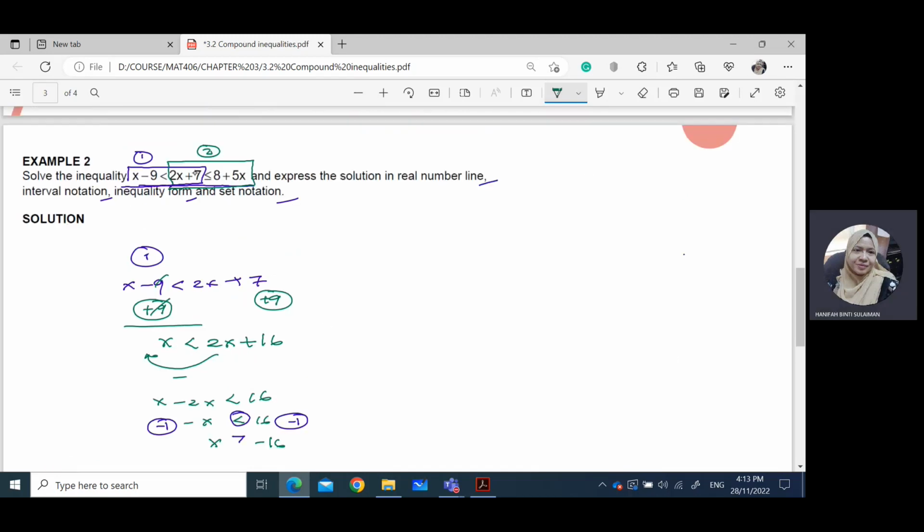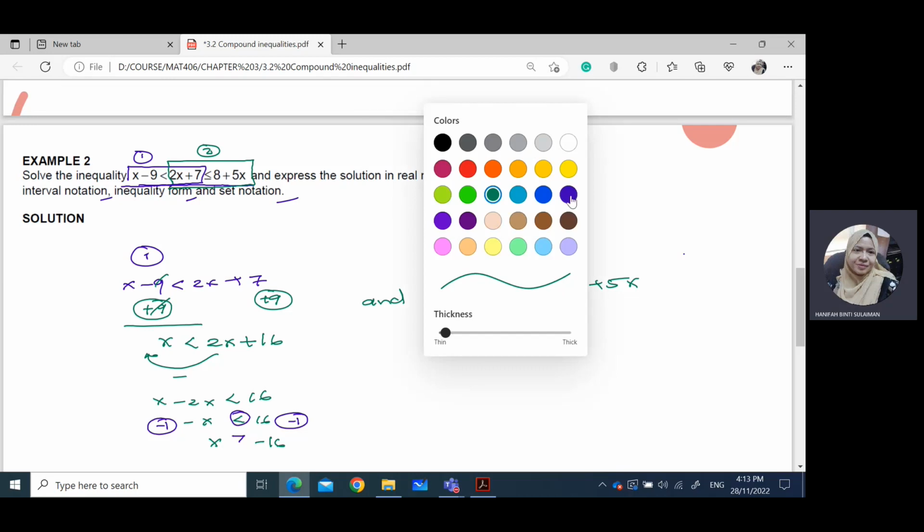So next we solve for the second situation. In the middle here is 'and', because the situation for this inequality is about 'and'. Sebab kita ada x minus 9 less than 2x plus 7 and 2x plus 7 less than or equal to 8 plus 5x. We have another situation which is 2x plus 7 less than or equal to 8 plus 5x. Alright, so now we solve for this one.